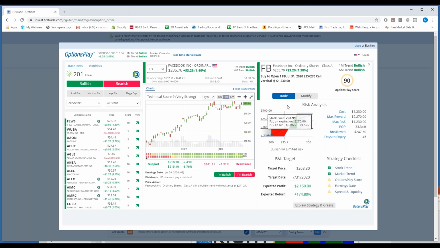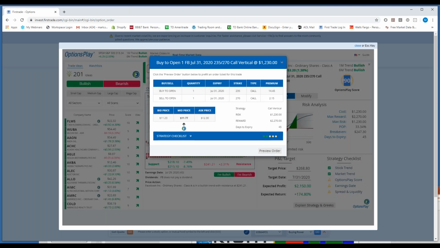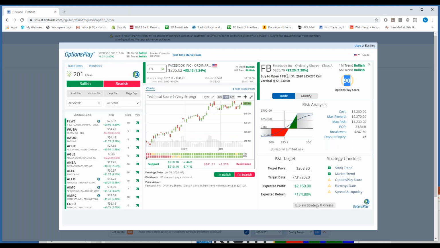So we go backwards on this, so we just go to the 90, and I'll answer all the questions. And here's the trade. Now you can see the bid-ask spread. It's very, very tiny. The bid's $11.23, and the ask is $12.30. So it's about $1. But the underlying is 200 some odd dollars, so it's not even close to 1%. So this is a tremendously liquid position.